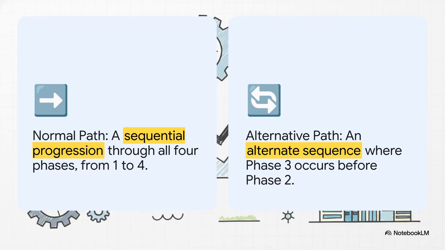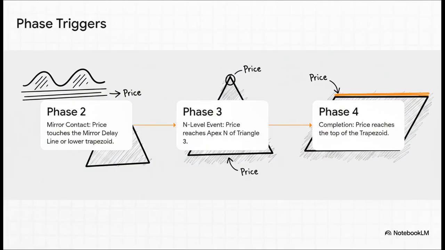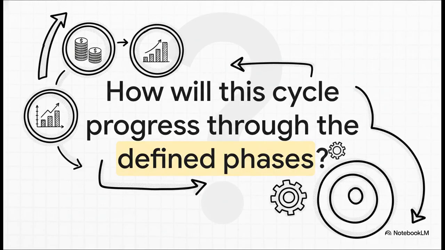According to the model's documentation, there are basically two potential paths the cycle can take from here. The normal path is just what it sounds like, a straightforward sequence from phase 1 to 2 to 3 to 4. But there's also an alternative path, and in this one, phase 3 could actually happen before phase 2. So what are the triggers for these next phases? Phase 2 officially begins when the price makes contact with the mirror delay line. Phase 3 is triggered by a very specific N-level event, which is just the price reaching apex N. And the whole cycle is considered complete with phase 4, which happens when the price finally hits the top of the trapezoid.